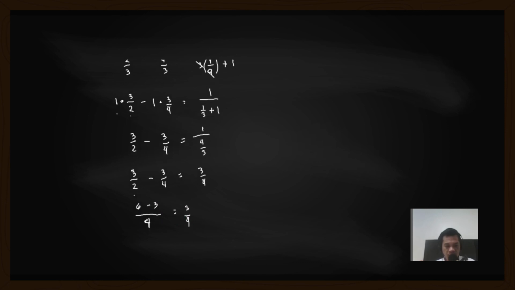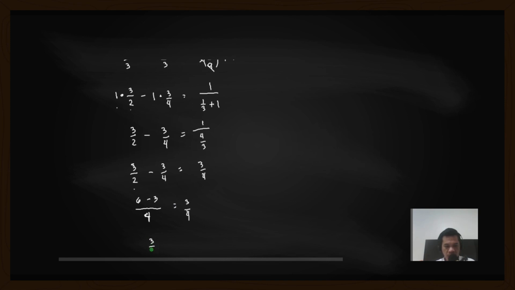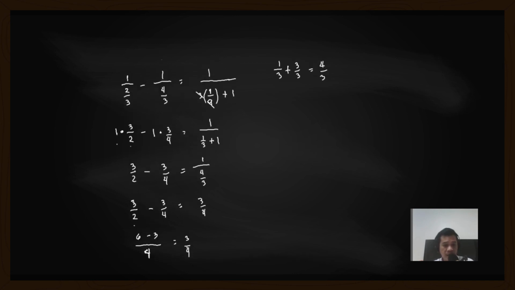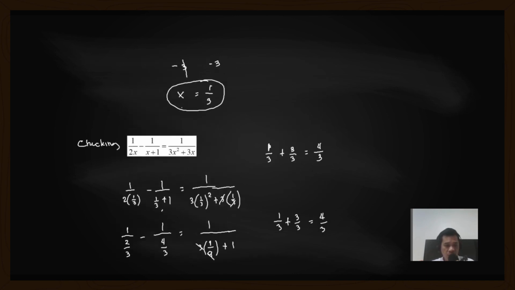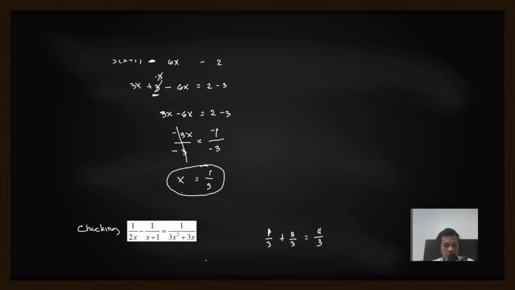And then, let's continue. 6 minus 3, the result is 3. And then, 4, copy the denominator, 4. And then, we have also 3 over 4. So, as you can see, both sides are equal. Then, we can say that the solution for the given rational equation is equal to 1 over 3.